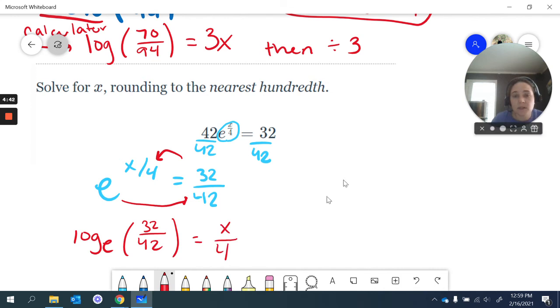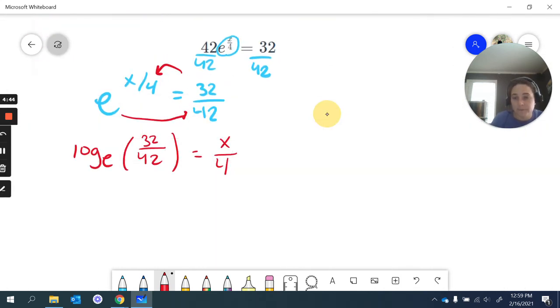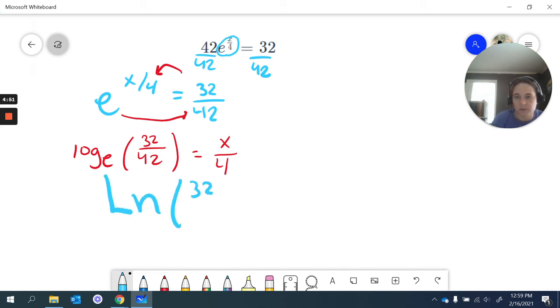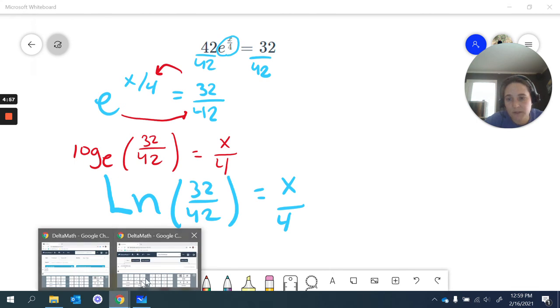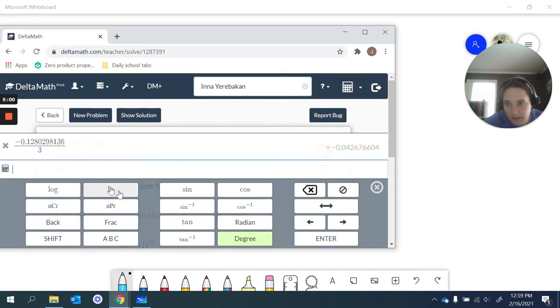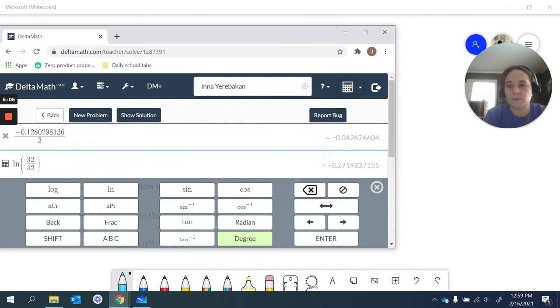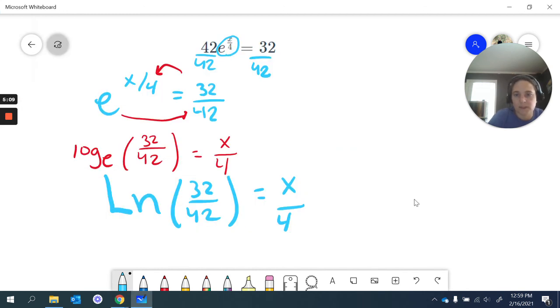And this one's also special because base e is a special one. It's really the natural log. So this is just the natural log of 32 over 42, which your calculator is also programmed to do. The natural log button is ln, or you can just type in ln of 32 over 42. And we get negative 0.2719. Now I forget.